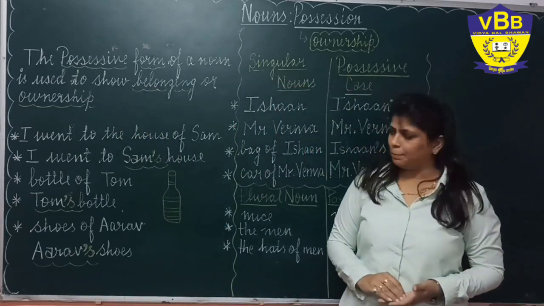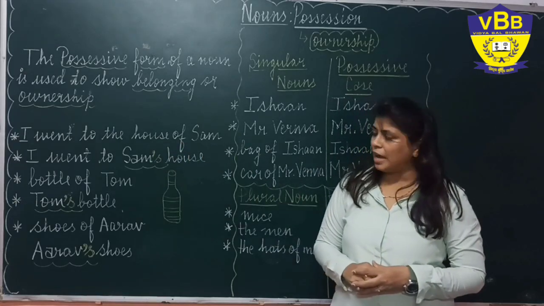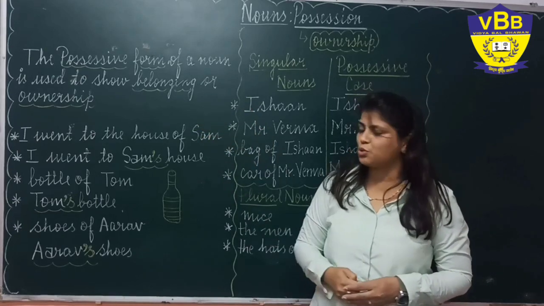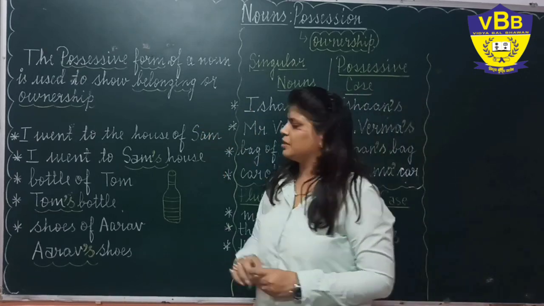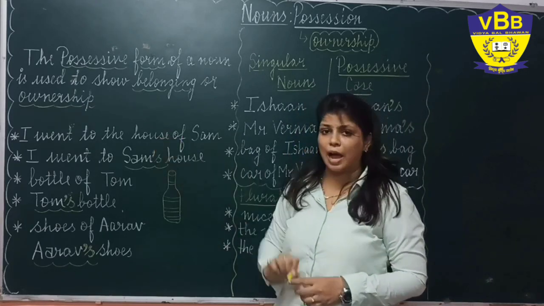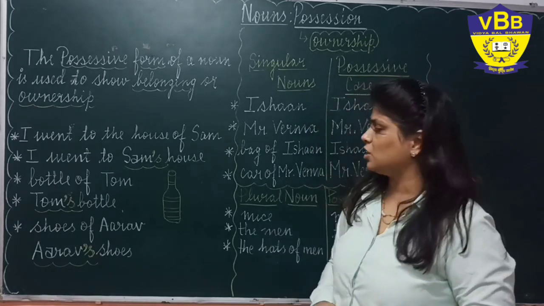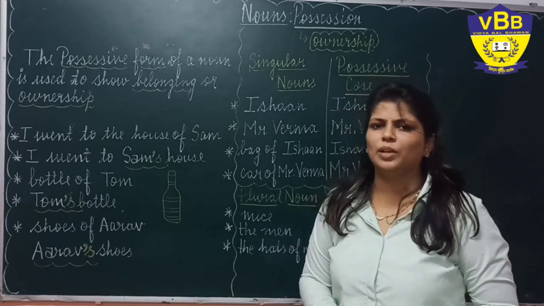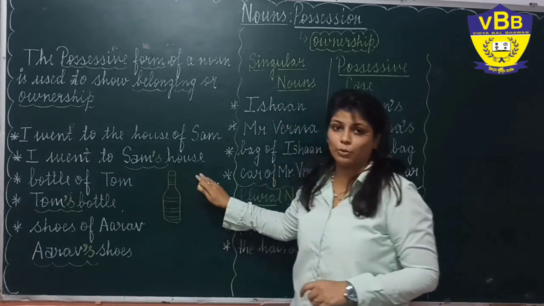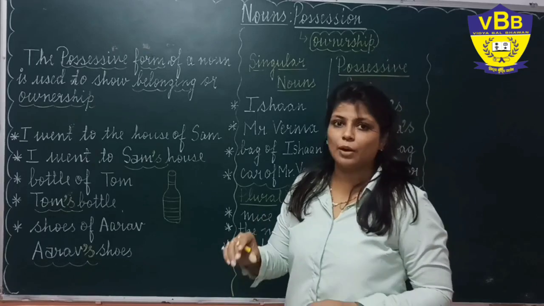Okay? Now, for example, I went to the house of Sam. Now, just now we have read that the possessive form of a noun is used to show belonging or ownership. So, here Sam is a noun. Yes? House is also a noun. Now, whose house is it? It is Sam's house. So, if I want to change it into the possessive case, how will I change it? I will write, I went to Sam's house. Okay, because Sam is the owner. He is possessing that house.